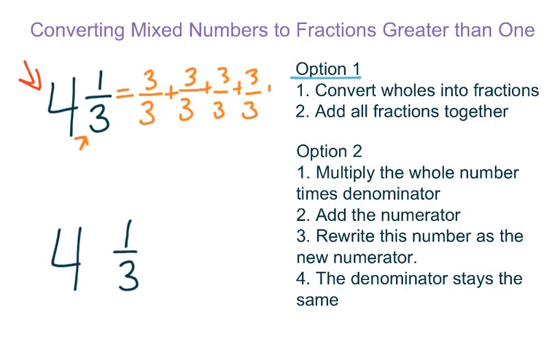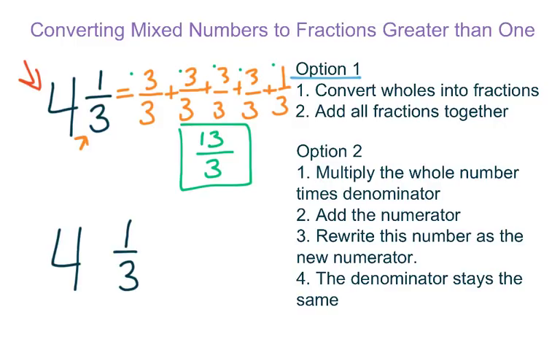And then I need to have my 1/3 added to that. My next step is to add all of my fractions together. So 3, 6, 9, 12, plus 1 more is 13. So I have 13/3. That's my fraction greater than 1.